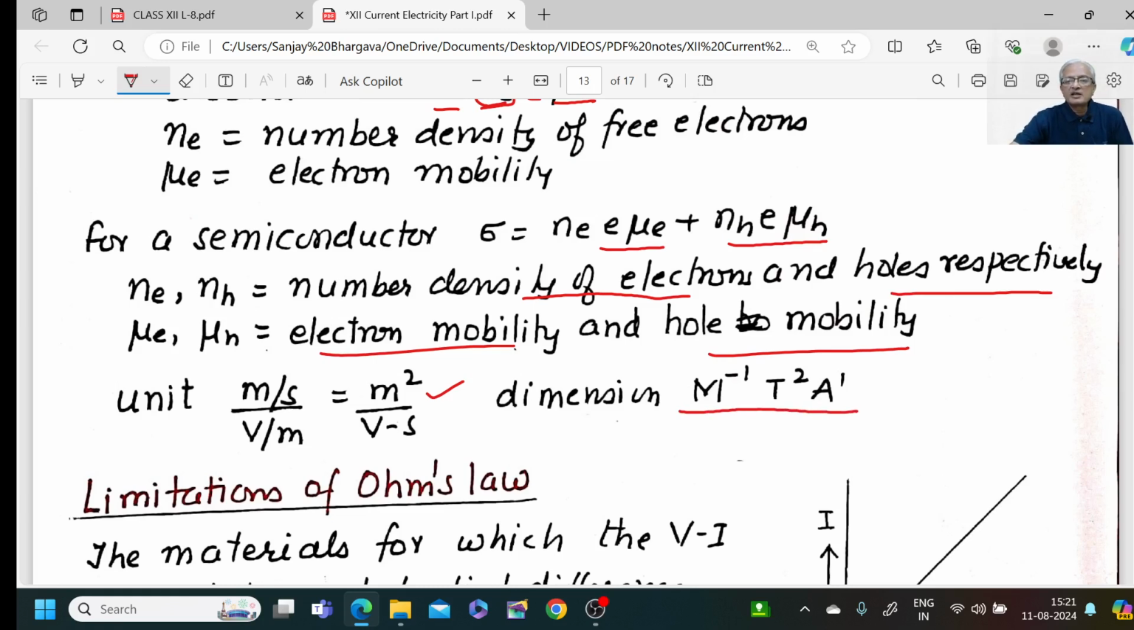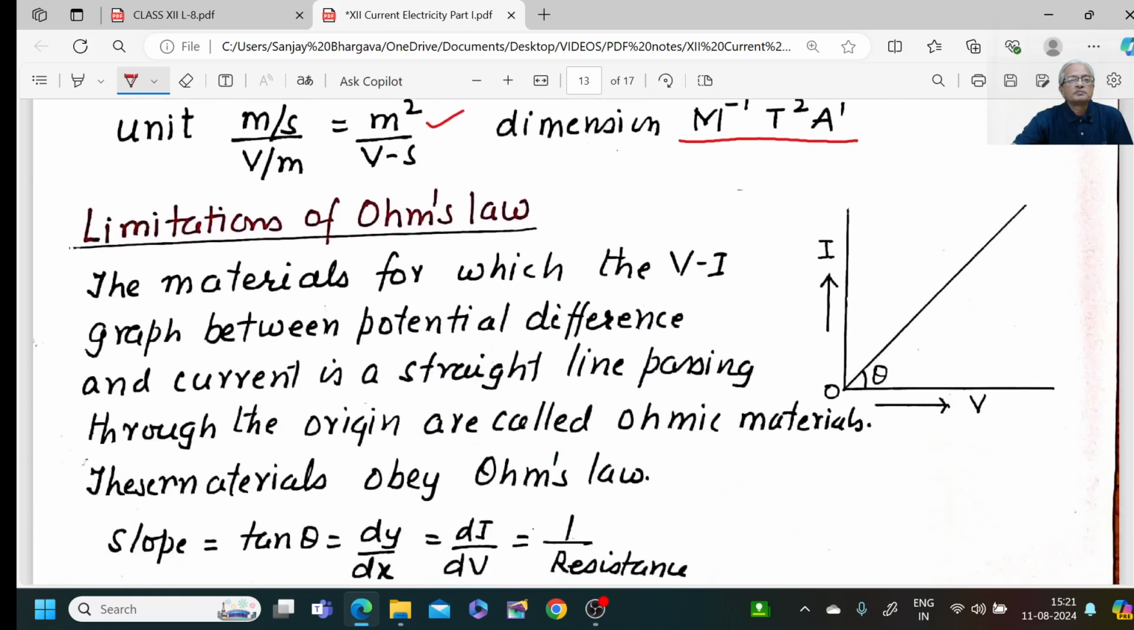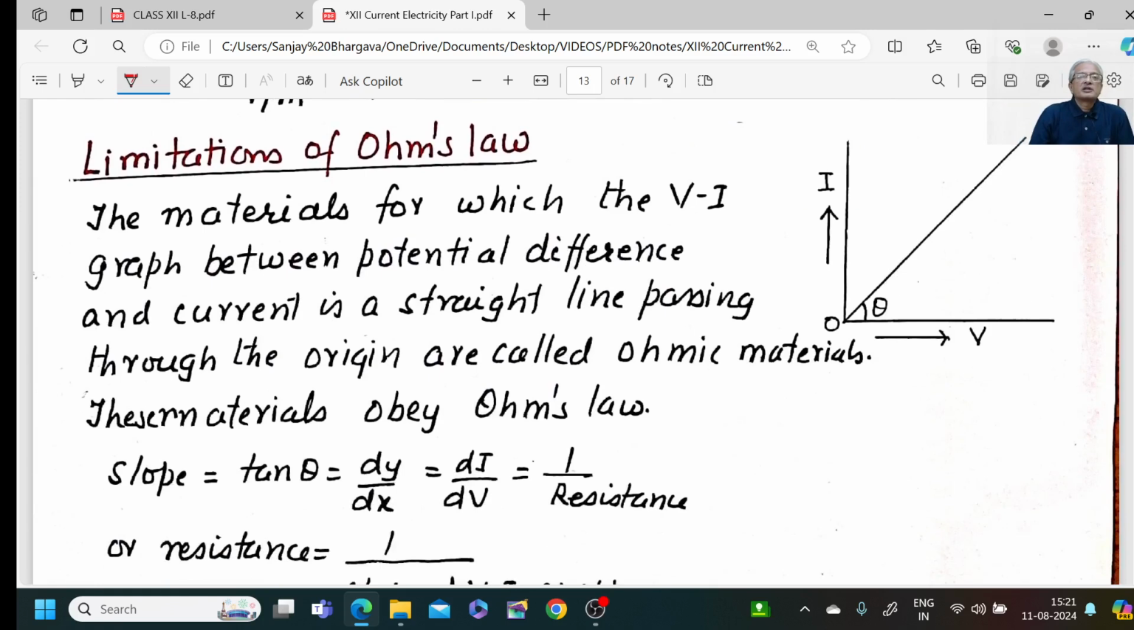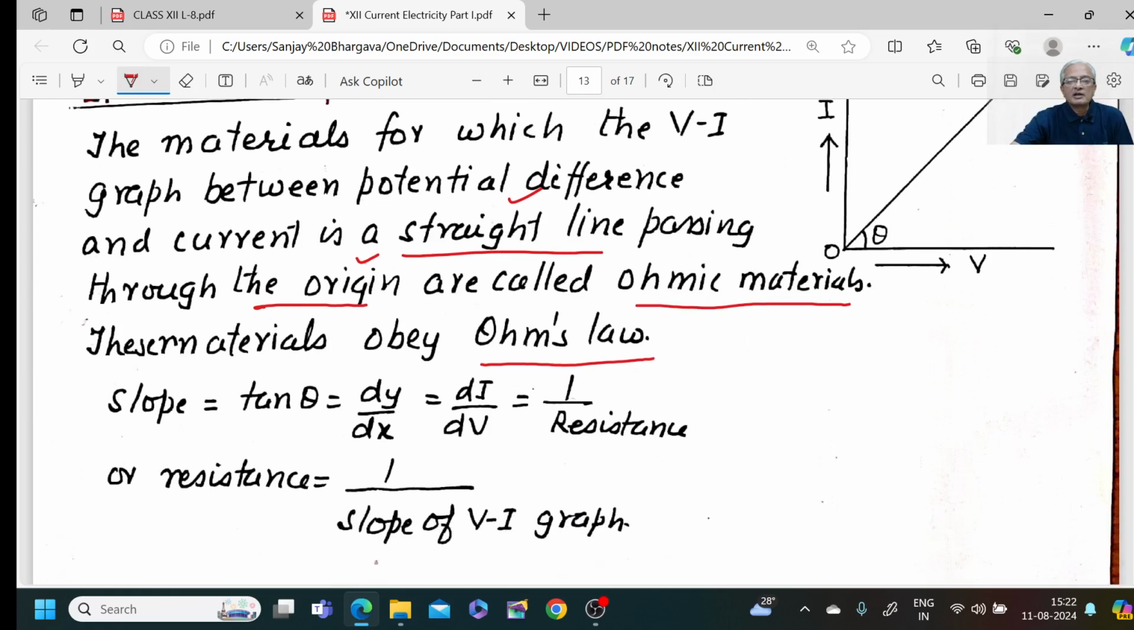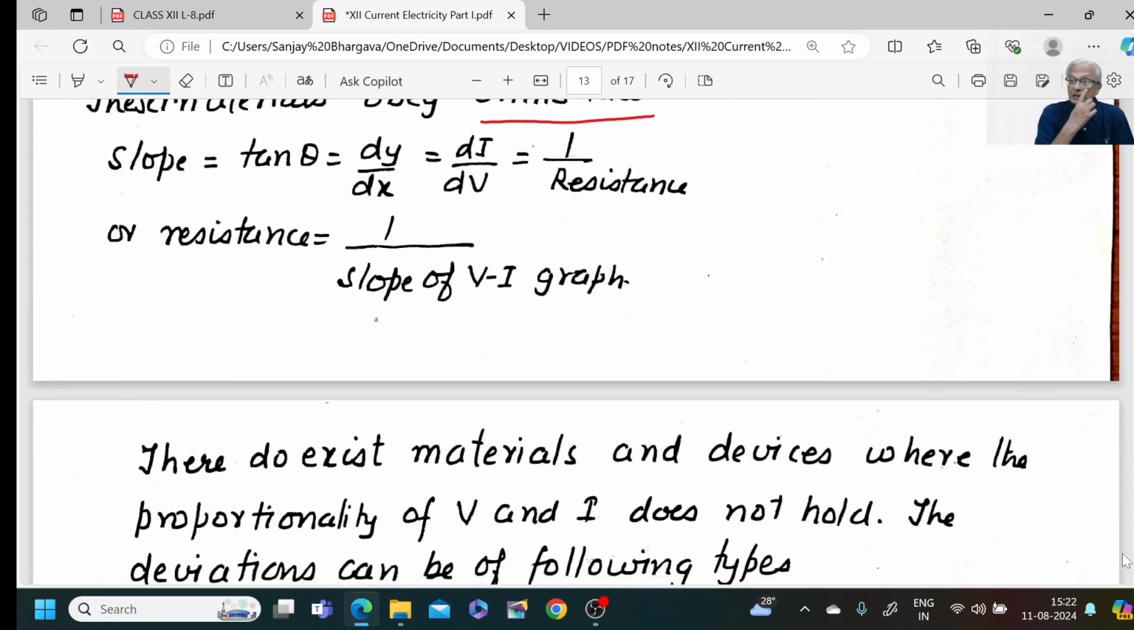Now, there are certain limitations of Ohm's law. The materials for which the VI graph between potential difference and current is a straight line passing through the origin are called ohmic materials. These materials obey Ohm's law. The slope of the curve, tan theta, is dI by dV, that is 1 upon resistance. So resistance is nothing but the reciprocal of the slope of the VI graph. So we write here resistance as 1 upon the slope of the VI graph.